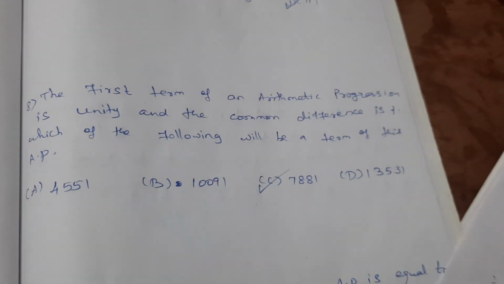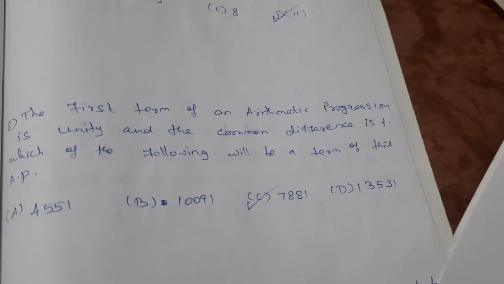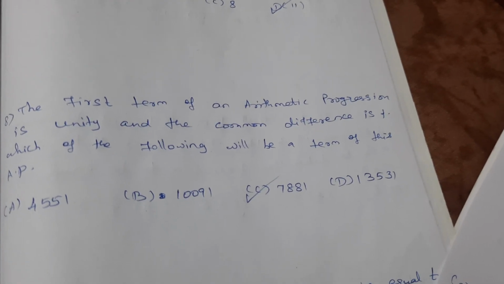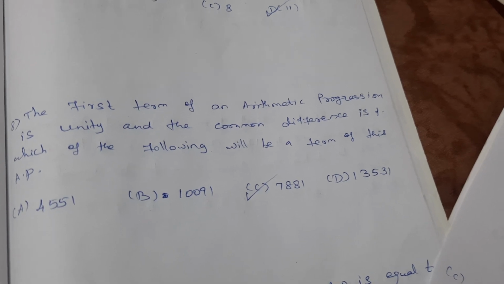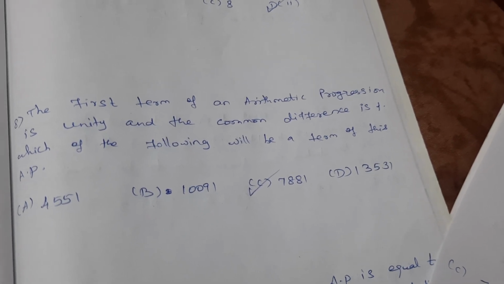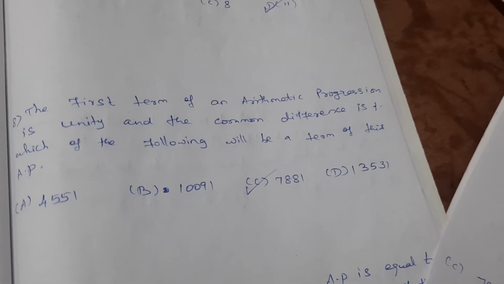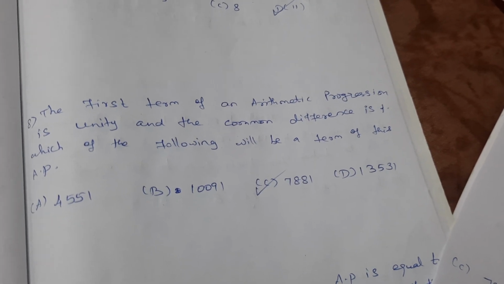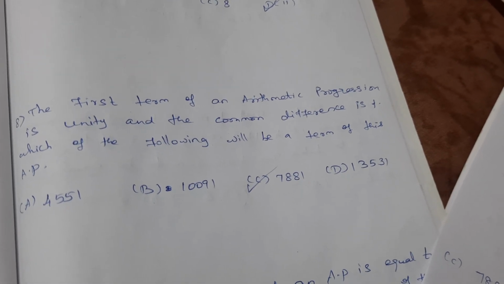The first term of an arithmetic progression is unity. So a is equal to 1 and the common difference d is equal to 4. Which of the following will be a term of this AP? So the four options A, B, C or D. Any one only satisfies the AP, the other three do not. So which one is correct, we find out. One by one we solve.